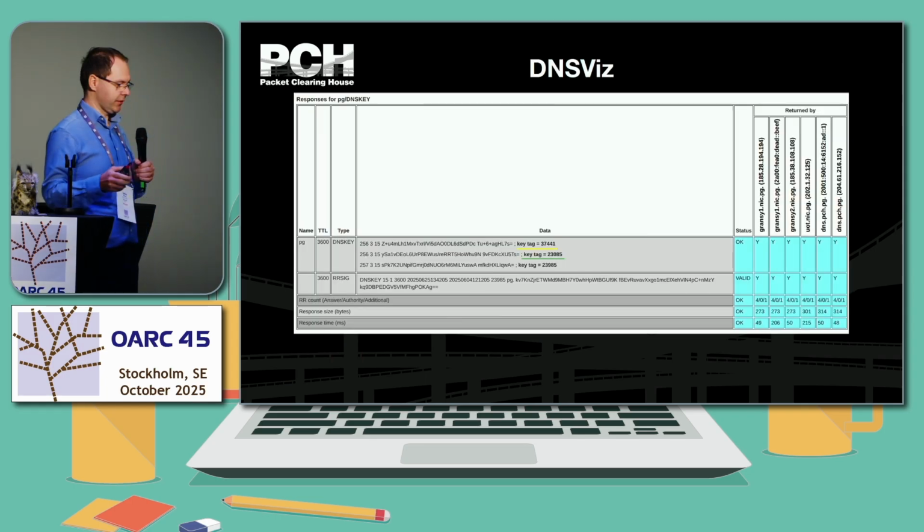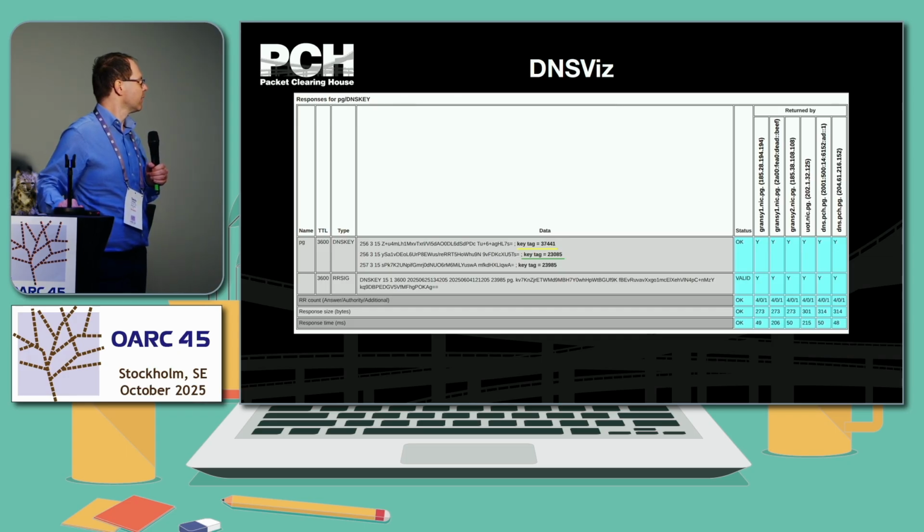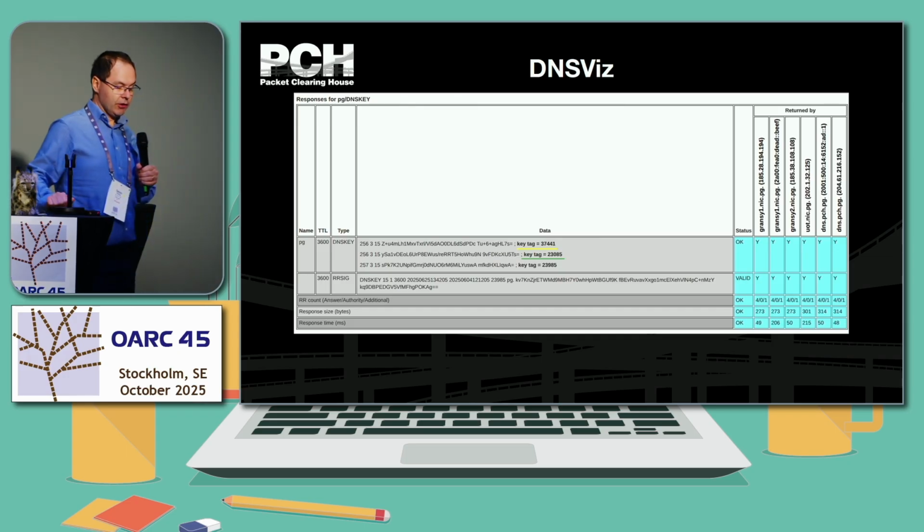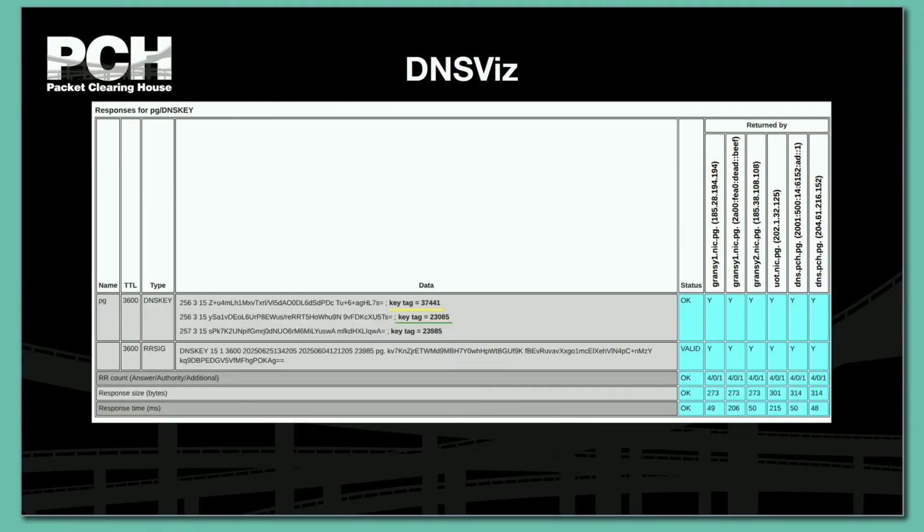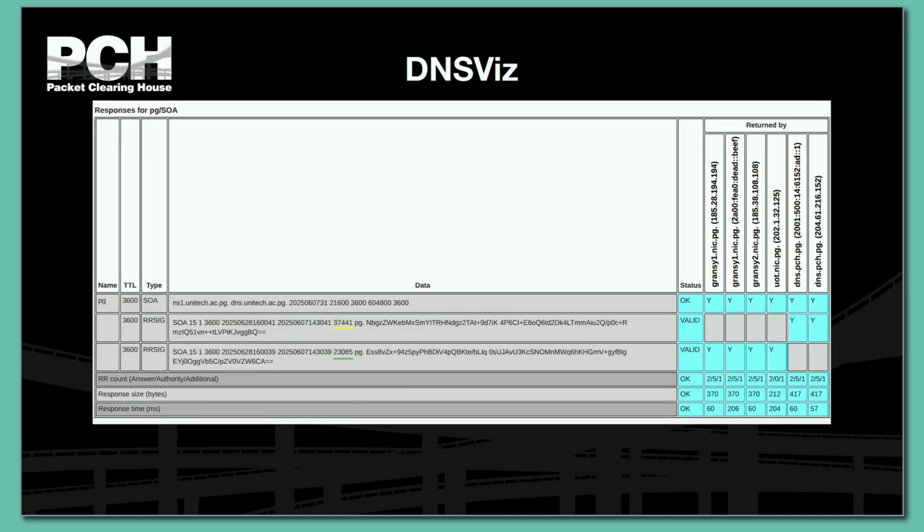The end result is this, hopefully it's somewhat visible. So we have one ZSK from one provider, which is published in the DNSKEY RRset. There is another one. One of them is with the yellow color, the other one with the green color, and everything is signed by the KSK. And as you see, all the servers are providing the same RRset with the same signature. And the SOA record, and of course the other records in the zone as well, are signed.